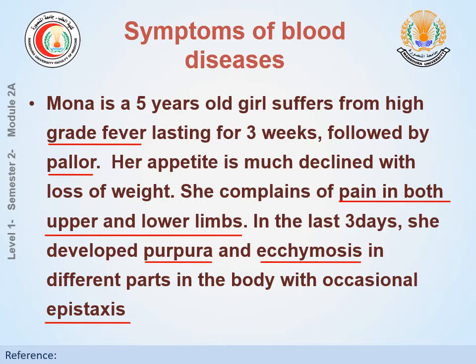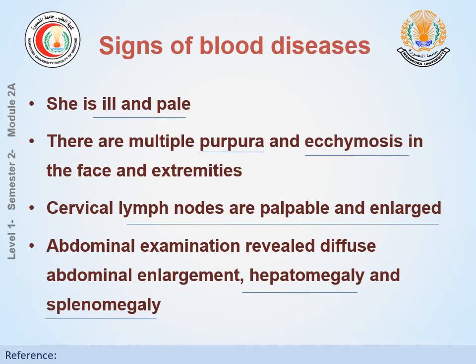Also the presence of purpura and ecchymosis, which denotes that there is bleeding tendency in the different parts of the body. And finally, orificial bleeding, which is bleeding from body orifices, like epistaxis, which is bleeding from the nose.